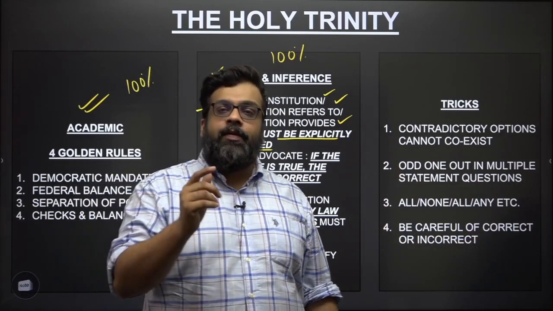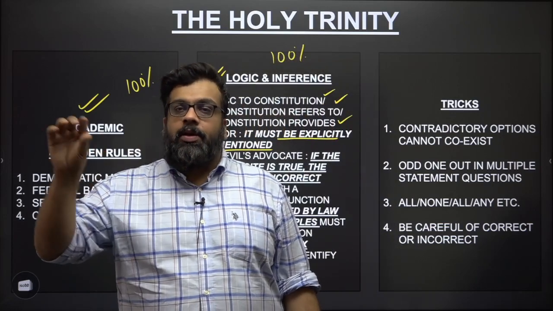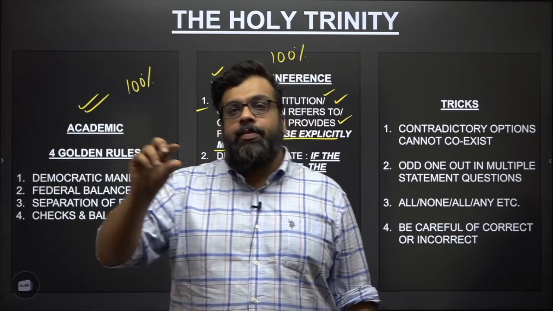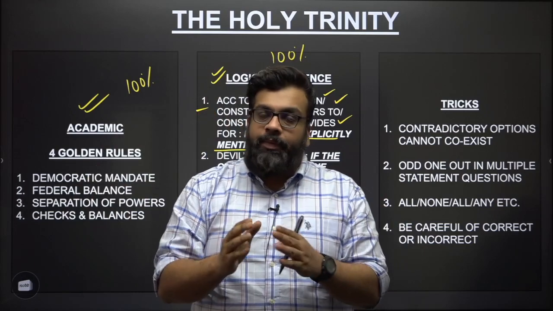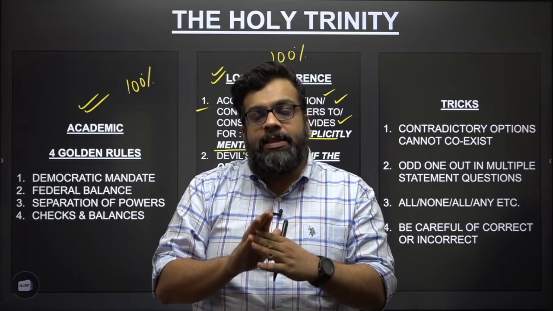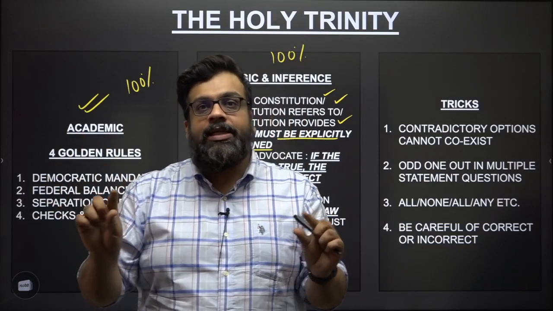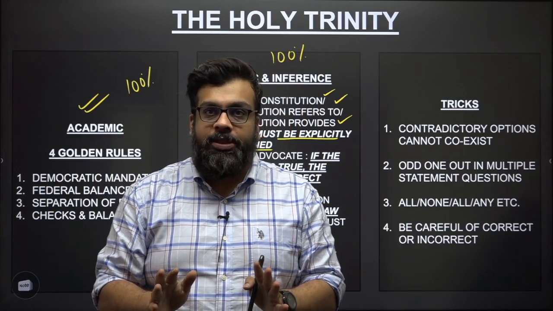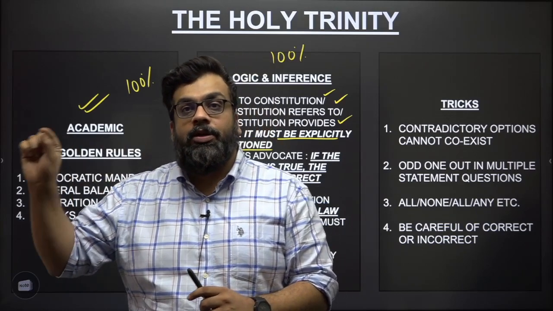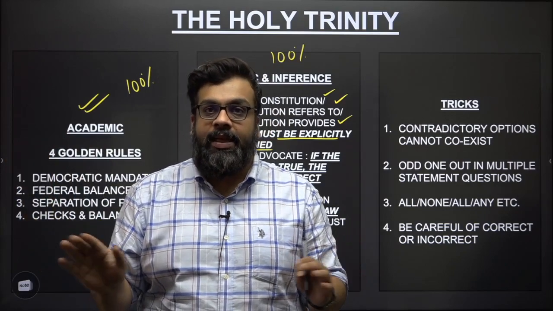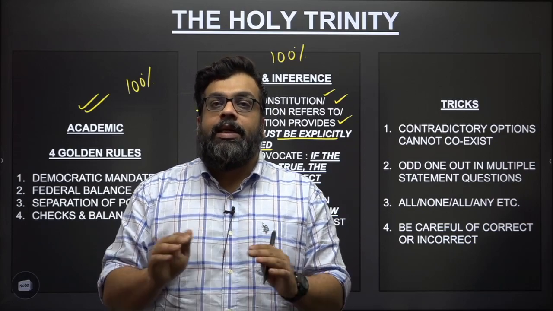For example, there's a prelims previous year question that says, according to the Constitution, judicial review means checking of the constitutionality of the law. Now, judicial review means checking of the constitutionality of a law is correct, but judicial review is nowhere mentioned in the Constitution. So that option becomes incorrect, because according to the Constitution, judicial review means nothing. It is nowhere mentioned in the Constitution. The term judicial review does not exist.